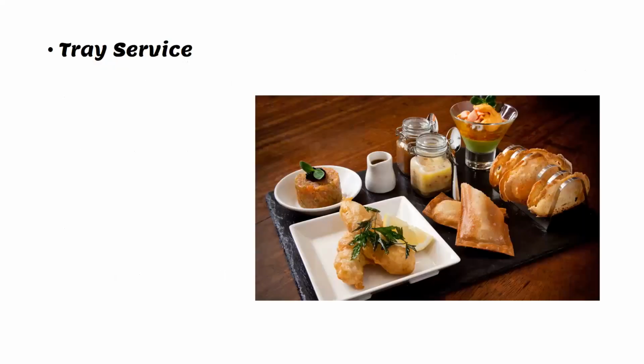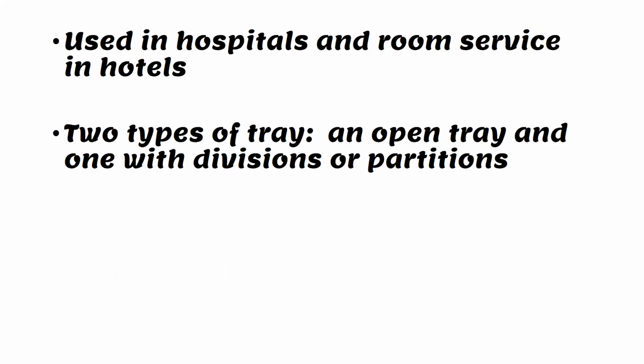So, okay, moving on, we have the tray service. It is used in hospitals and room service in hotels. Usually you see this in hospitals and room service in hotels, or even in our school canteen. So, there are two types of tray: the open tray and one with divisions or partitions.